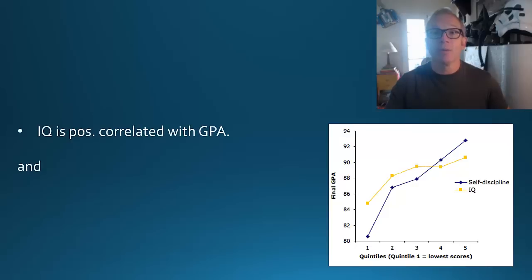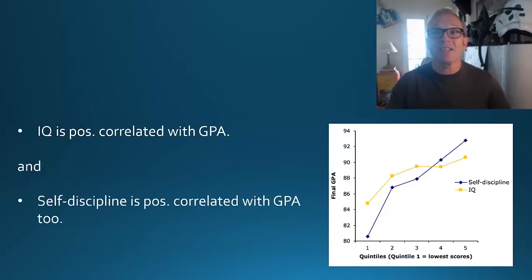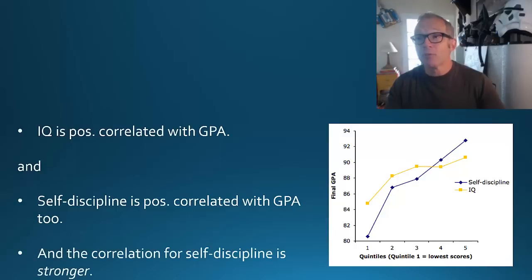Now, the interesting one, though, is also that self-discipline is positively correlated with GPA, too. That is to say, if we measure self-discipline in a population of humans, we find that the high self-discipline people have high GPAs as well. And what's really interesting is that the correlation for self-discipline is stronger. And that's what this graph shows.